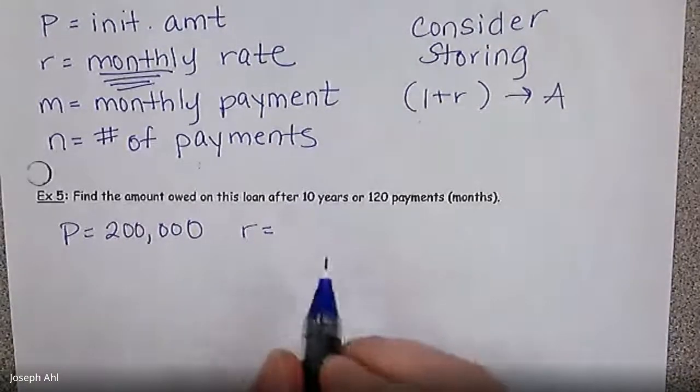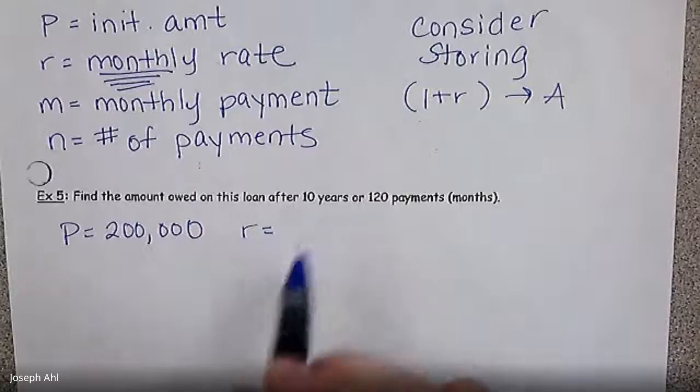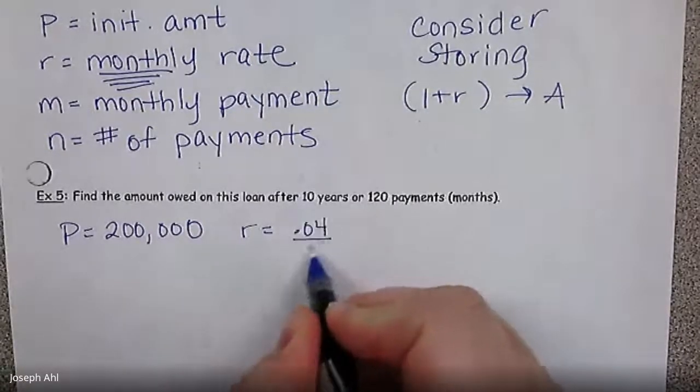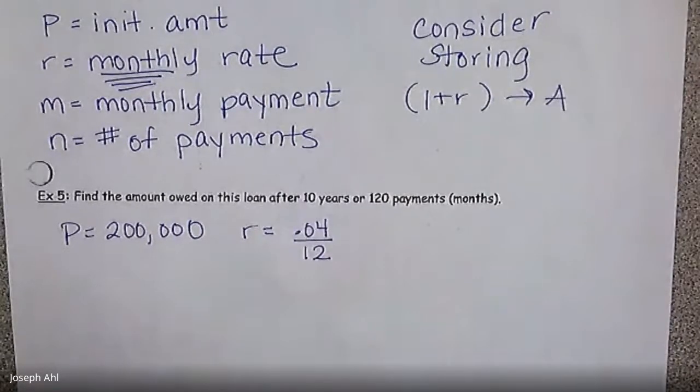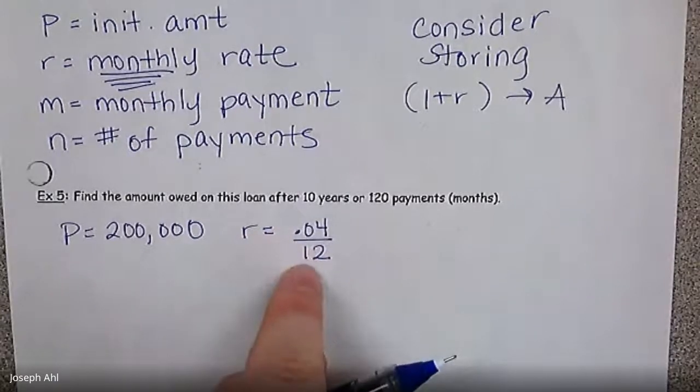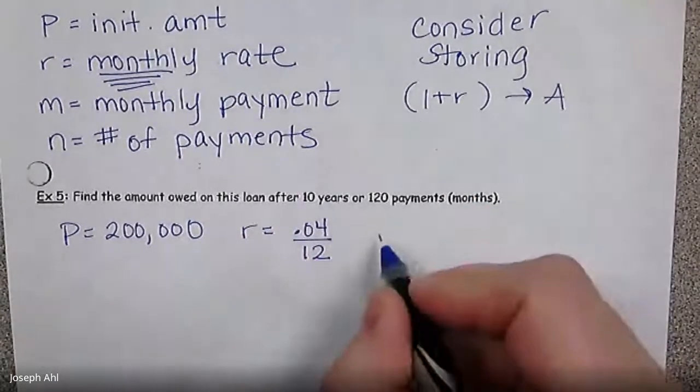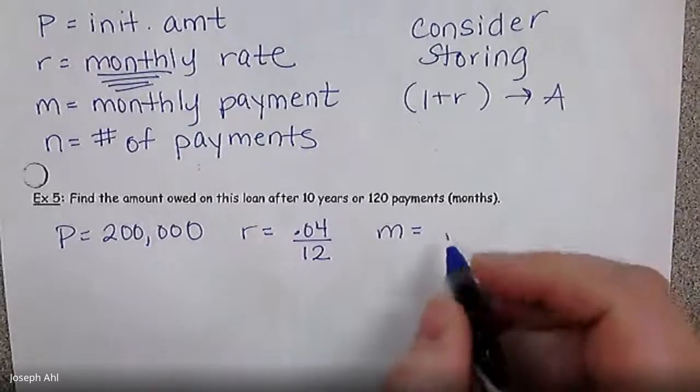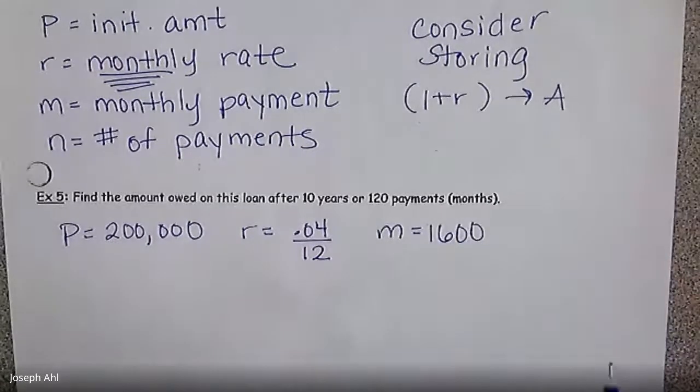The rate we know was 4%, but then it's paid monthly. So the rate is 0.04 divided by 12. Really common thing to forget. So make sure you divide by 12. The monthly payment, little m, is $1,600 a month.